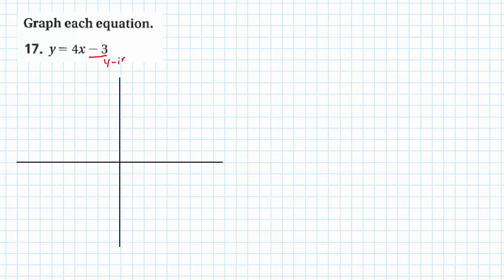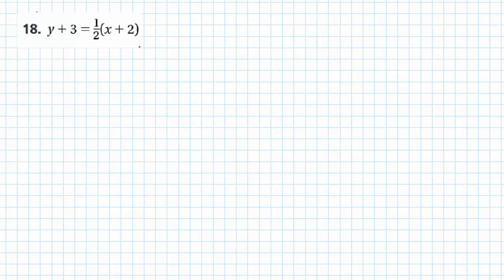For number 17, I have to graph an equation. Always start by graphing the y-intercept when you're in slope-intercept form. So the y-intercept being -3. Then use the slope to find the next point. I go up 4 and over 1. And you can do that just once and connect a line between 2 points. But if you plot at least 3 points, it just makes it more likely that your line is going to be more straight. So I plotted 3 points.